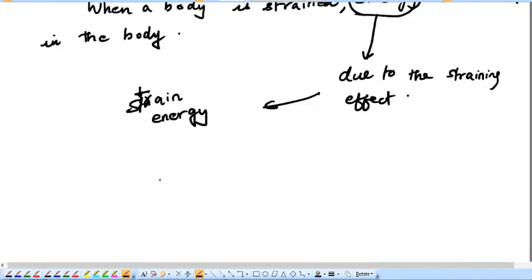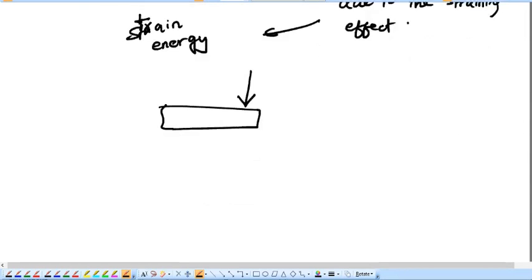So if your body is like this, you are applying a load. So what happens? Strain will be created, and due to this straining effect, energy is absorbed in the body. So this energy is called as strain energy.